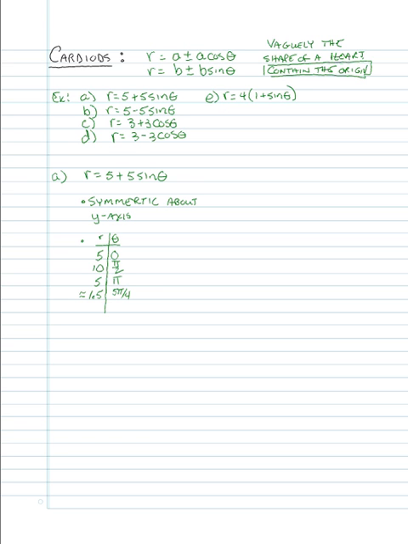Let's let theta be 3 pi over 2. And when theta is 3 pi over 2, then the sine of 3 pi over 2 is negative 1. So we have 5 plus 5 times negative 1, which is 5 minus 5, so r is actually 0. Oh, okay. And let's jump ahead and let theta be 2 pi. Well, when theta is 2 pi, once again, sine of 2 pi is 0. So we have r is 5 plus 5 times 0, or r is just 5.